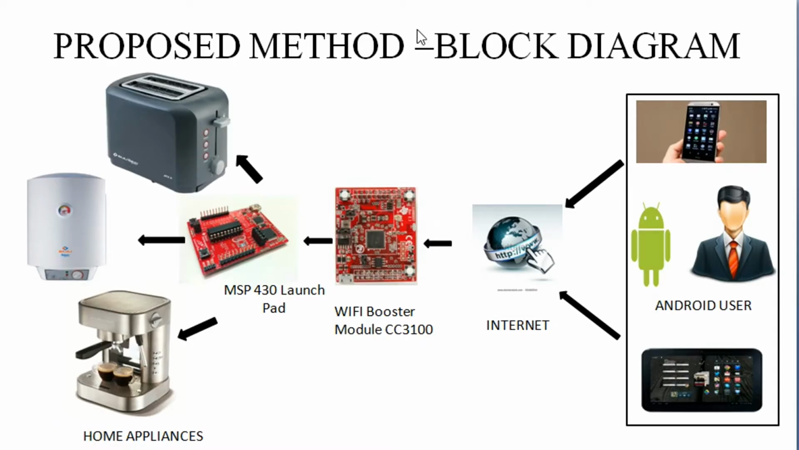Now let us see the proposed method block diagram. MQTT is the Android mobile application used in the Android mobile phone. The whole system will be accessed through the internet using the static IP address 192.168.1.6, which is loaded in the MSP430 Launchpad and the Wi-Fi booster module CC3100. Thus, when a message is passed from the user, the water heater responds to that message. Thus, a conversation between a user and a water heater takes place.